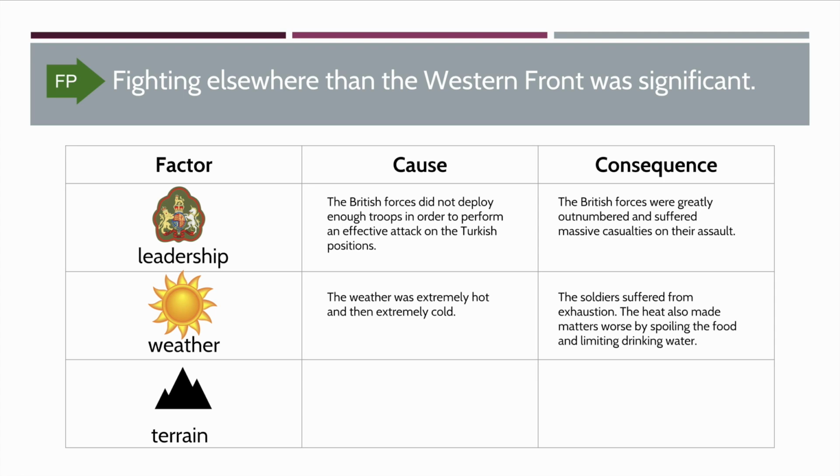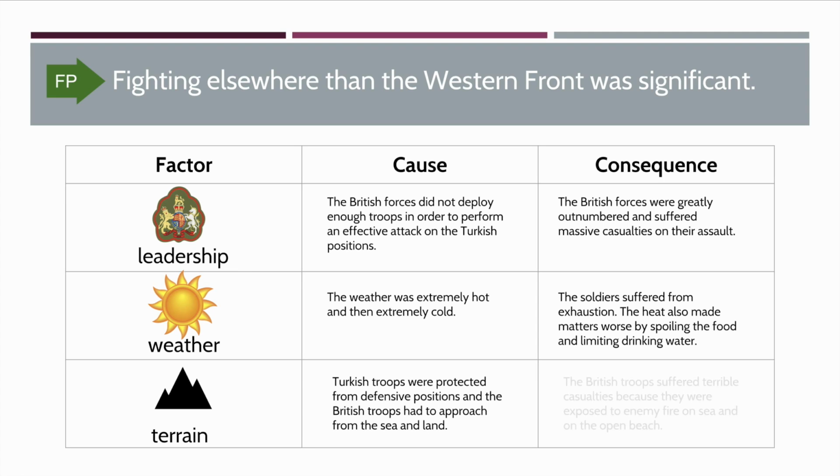Last but not least, terrain. Turkish troops were protected from defensive positions, and the British troops had to approach from the sea and land. What happened because of this type of terrain? The British troops suffered terrible casualties because they were exposed to enemy fire on sea and on the open beach.